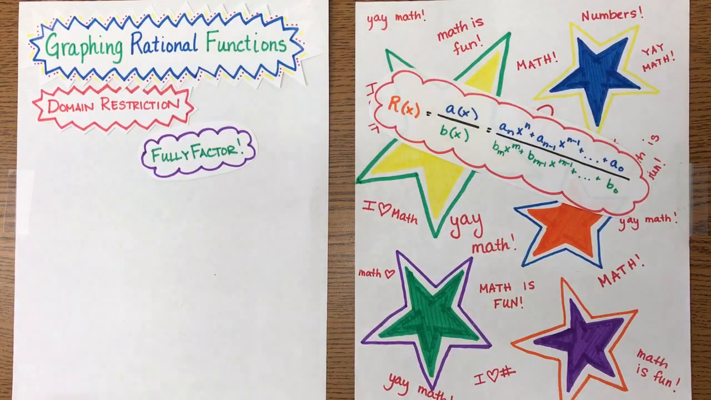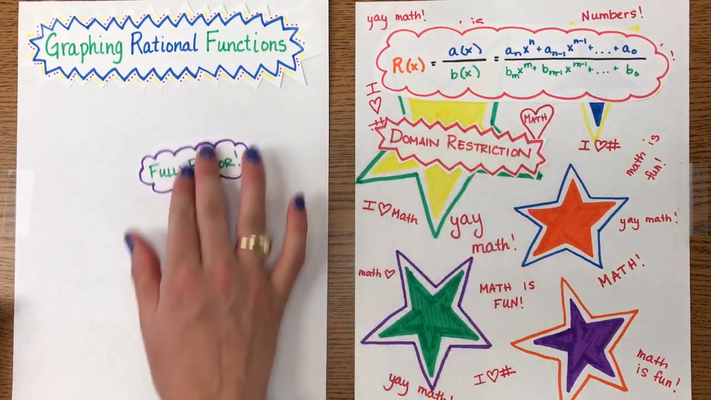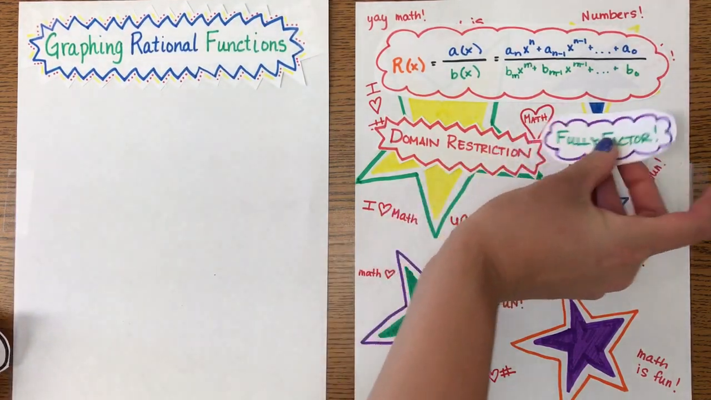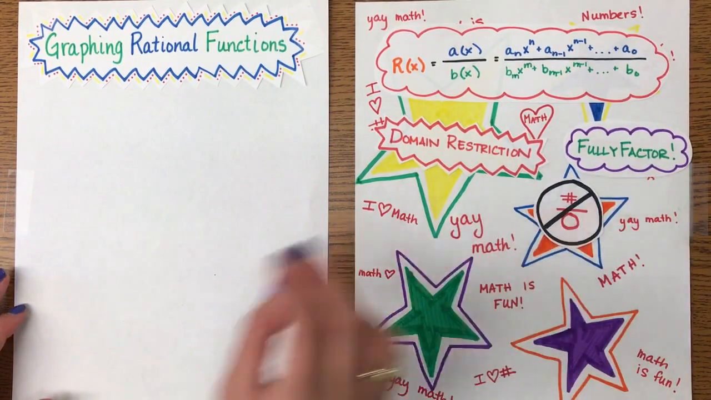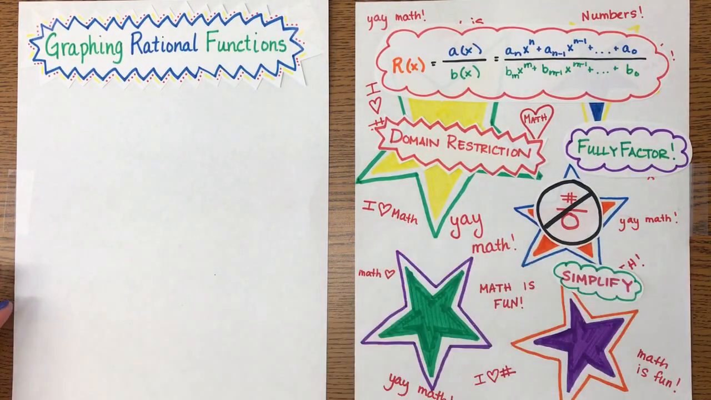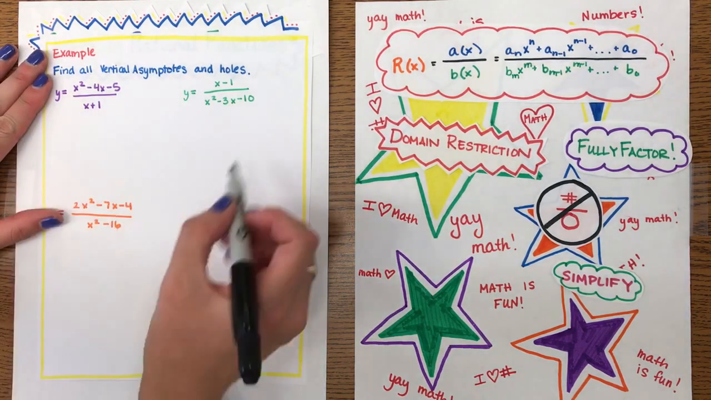When we work through these problems, we are going to be looking for our domain restrictions, and we're going to do that by fully factoring. Once we've fully factored and found our domain restrictions, we're then going to simplify to decide if we've got holes or vertical asymptotes. So in this example, we're finding vertical asymptotes and holes. I've got three different problems.